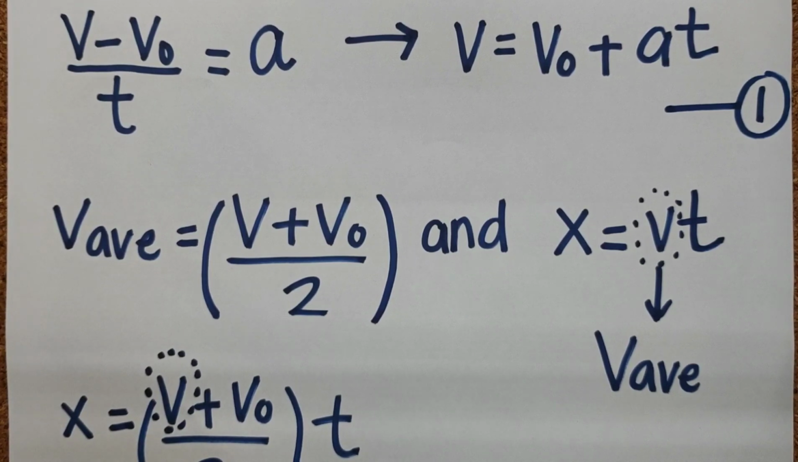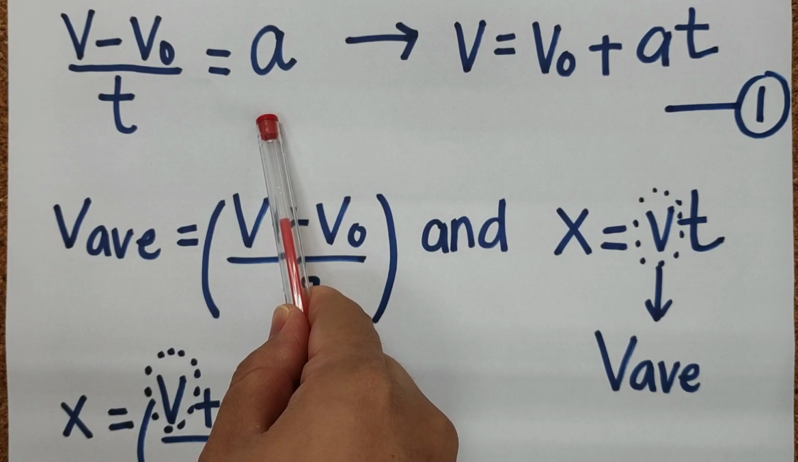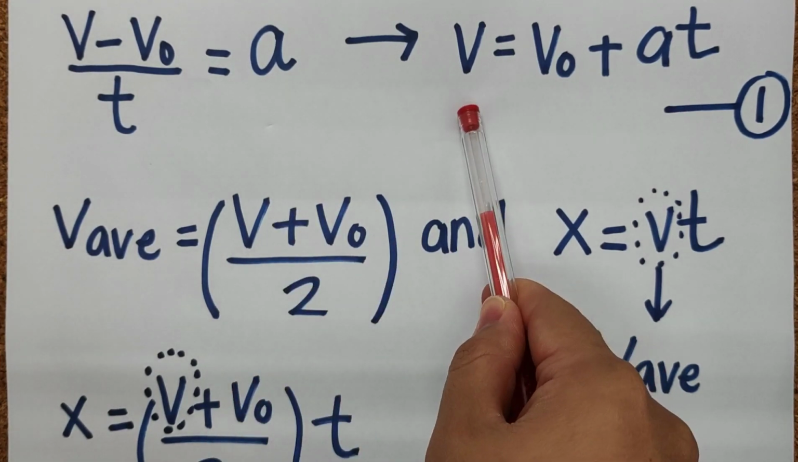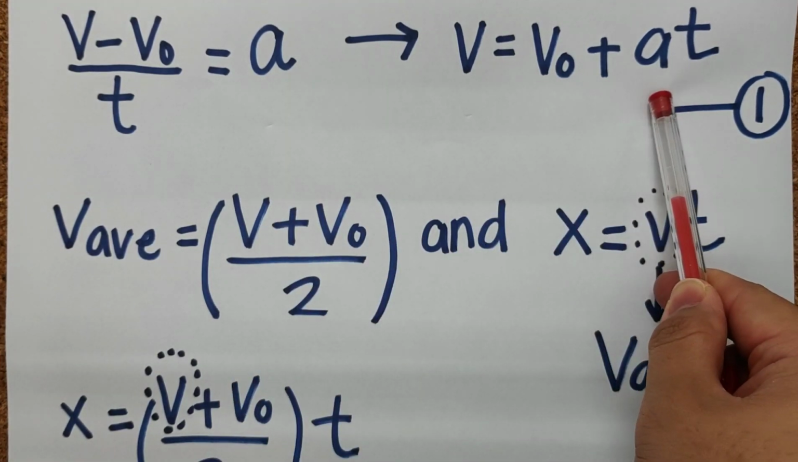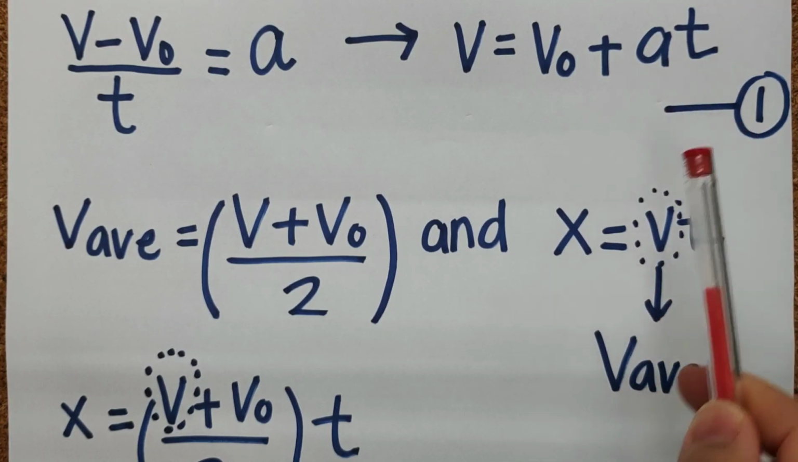The mathematical equation can be obtained from graph number 2, which is v minus v naught over t equals a, and can be rewritten as v equals v naught plus at. So this is our first kinematic equation.